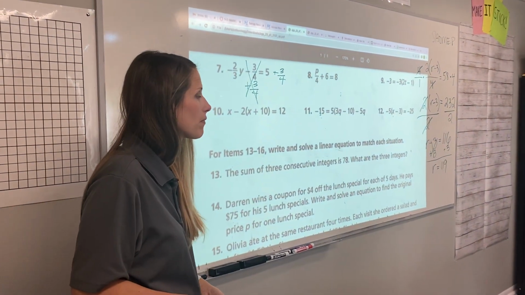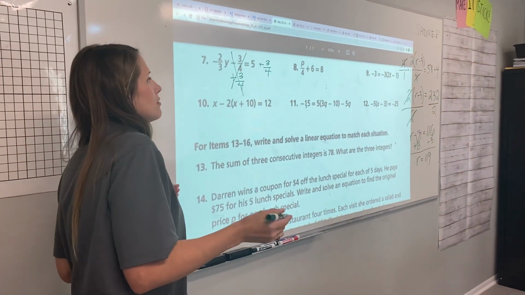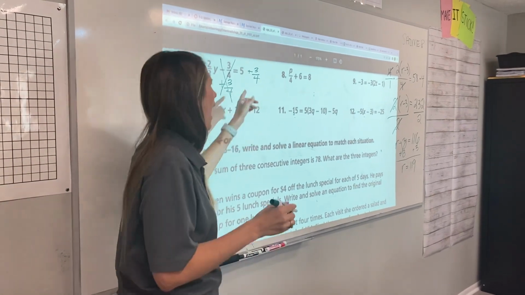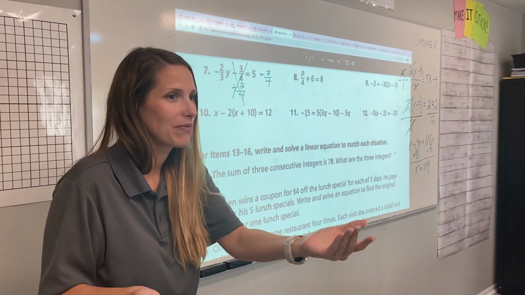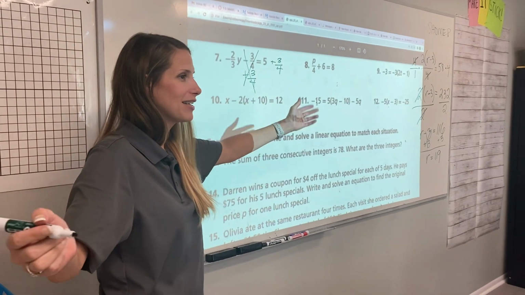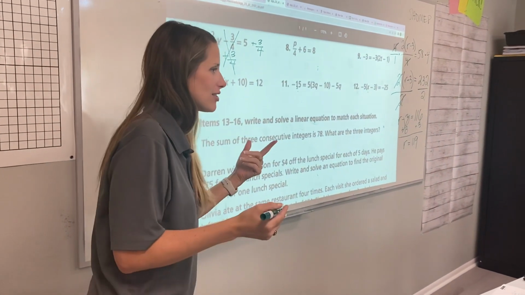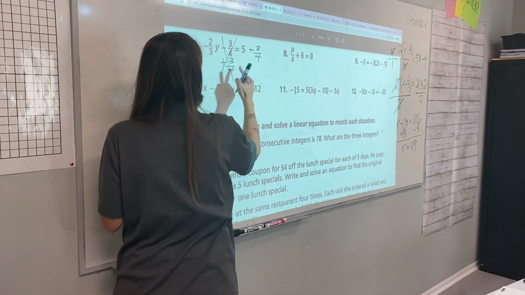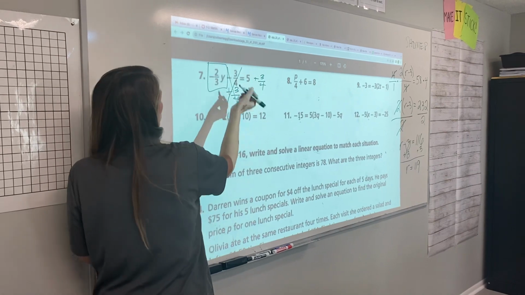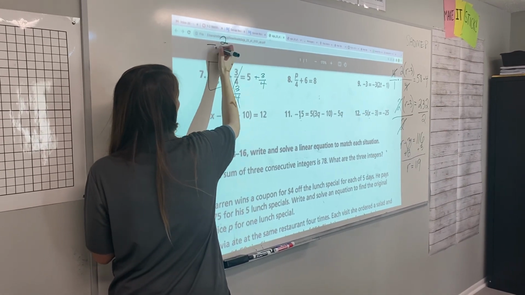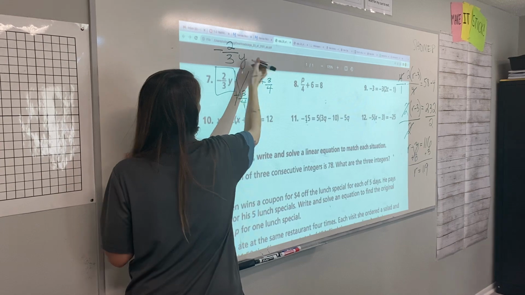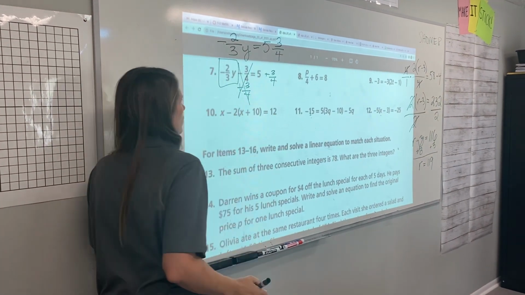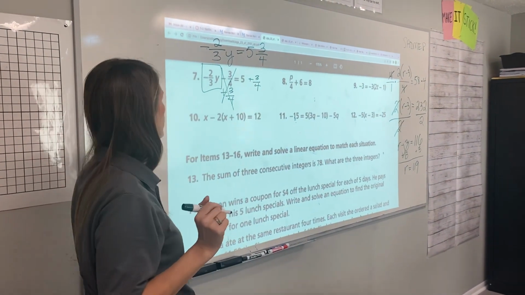Put it over 1. You could, but we don't need to because what's 5 and 3/4? It's 5 and 3/4, right? 5 plus 3/4 is 5 and 3/4. So we've simplified this part. This is nice and simple. Negative 2 over 3 times y equals 5 and 3/4. Don't worry, it's a mixed number. We'll deal with that later.